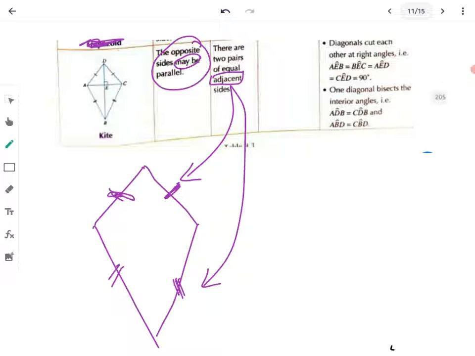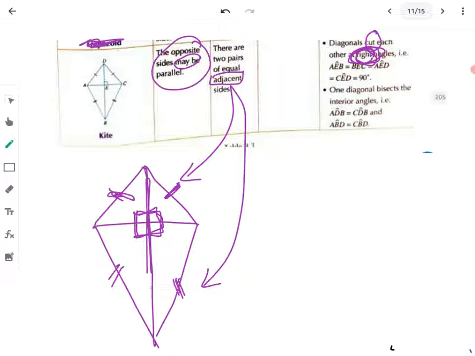Then we have also the diagonals cut each other at right angles. So here's the thing: cut, it's not bisect. They do not bisect each other. So if you draw a diagonal here, they do not bisect each other. They just simply cut, but at right angles. So it is really important that you memorize the properties of each quadrilateral. So at right angles, this becomes 90 degrees here.